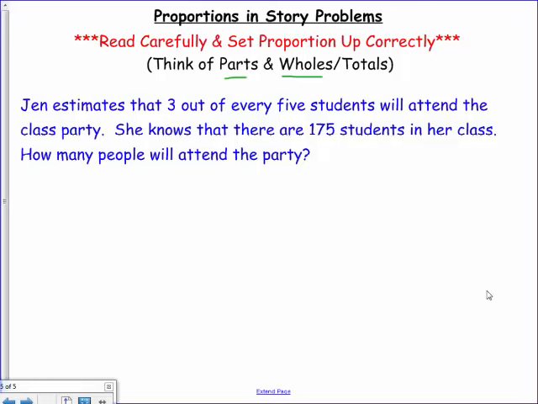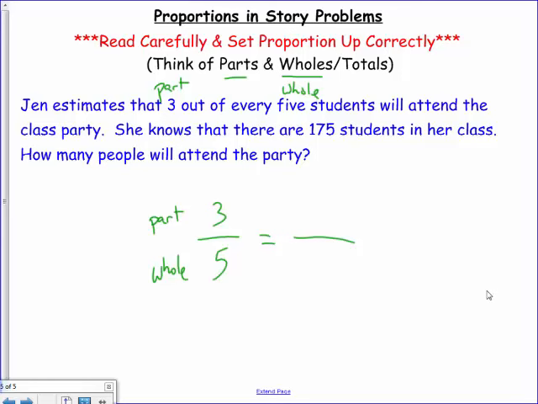Anytime you have things that relate with parts and wholes, you can set up a proportion. So I can set a fraction equal to another fraction. So now let's go back up and look. It says 3 out of every 5 students will attend the class party. So think, which one's the part, which one's the whole? Yeah, 3 is the part and 5 is the whole. So when I write that as my first ratio, 3 to 5, just think the part is on top, the whole is on bottom. So that has to match up when you do your second fraction.